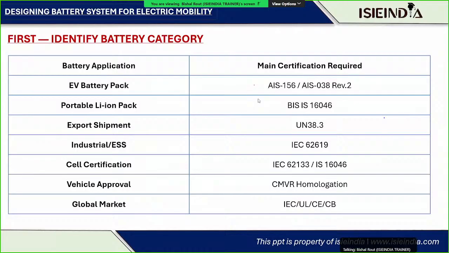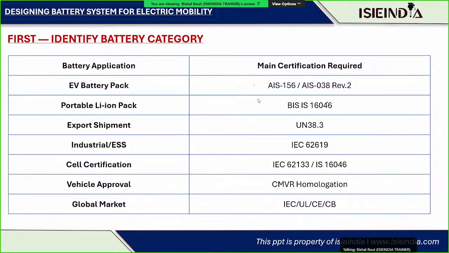Right. So you can see next, once you manufacture the battery pack, you have to sell those battery packs in the market. For that, you have to perform the homologation process. You have to certify that particular battery pack, right? So for certification of that battery pack, you have multiple things.